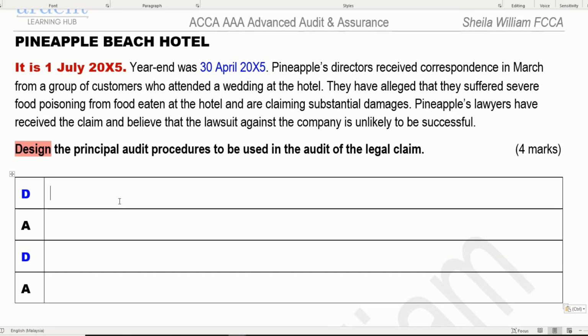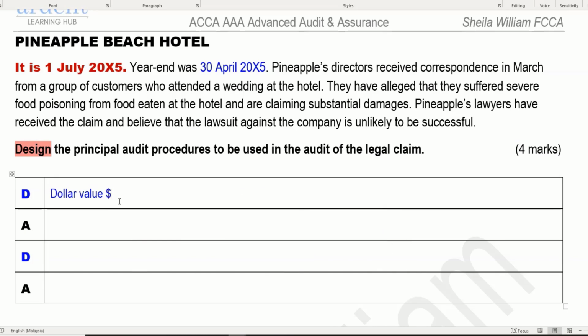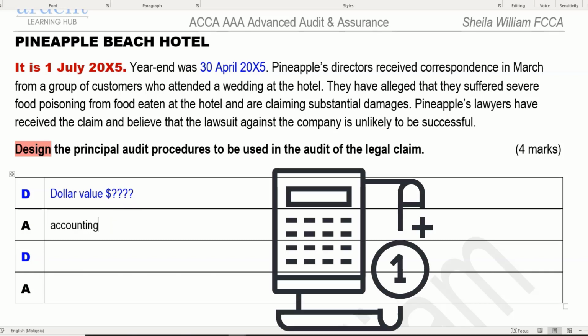The first D stands for dollar value. So we're going to look at the scenario to see whether there's any dollar value inside there or not. But you can see from the scenario, there is no dollar value that has been provided. Now that does not mean that it is not important. We just have to find out what the dollar value is. That's all. The next one is to find out whether there is an accounting standard or whether there is an audit standard that is relevant.